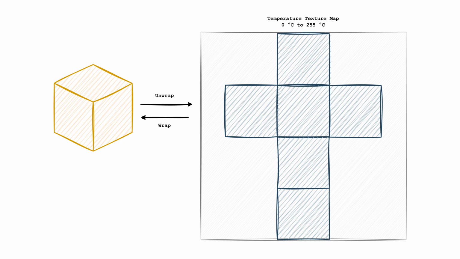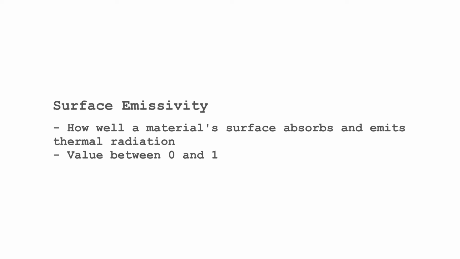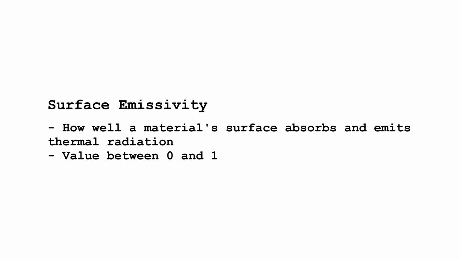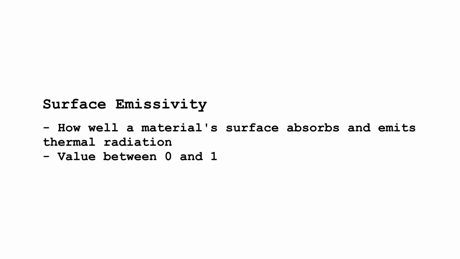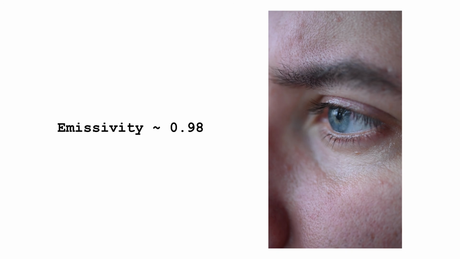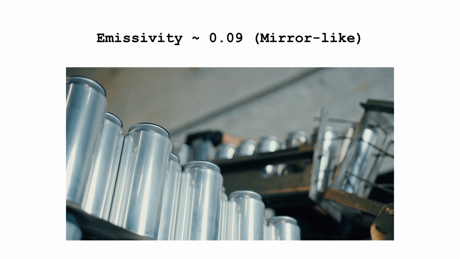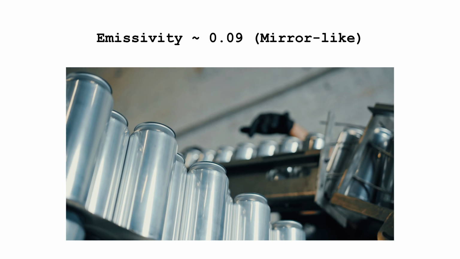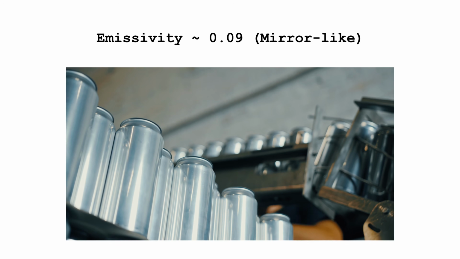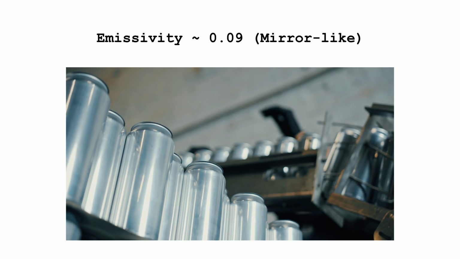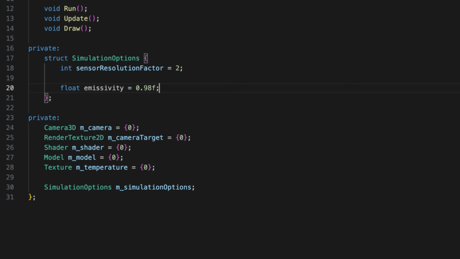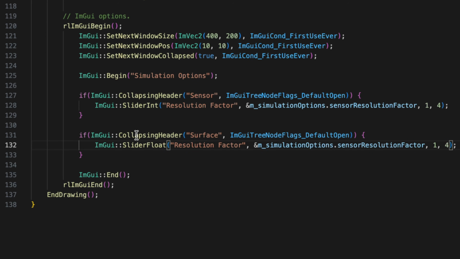Since I already have a temperature of each point on my object's surface, I just need the emissivity. This term refers to how well an object absorbs and emits radiation. Human skin, for example, is around 0.98, close to a perfect emitter. A material such as polished aluminium is around 0.09, kind of like a mirror in the infrared spectrum. I'll add an option to the simulation so that I can control this value at runtime.